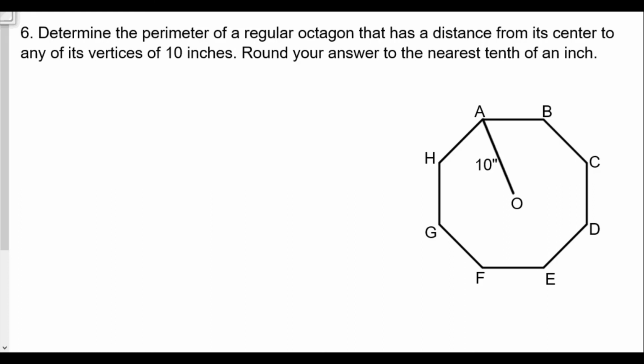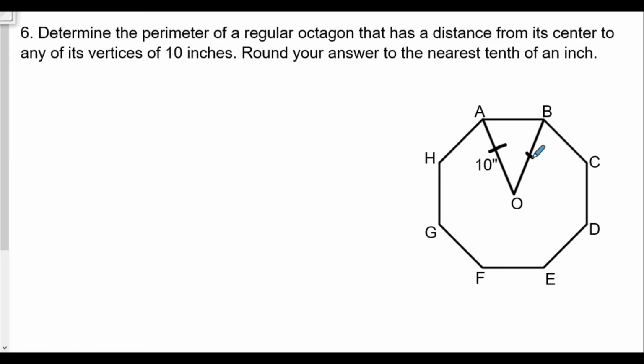Determine the perimeter of the regular octagon that has a distance from its center to any of its vertices of 10 inches. Round your answer to the nearest tenth of an inch. Well, here's what we're going to do. We know, or should know in this case, that I'm going to extend this segment to O to B, and because it's a regular octagon, all the sides are the same, and therefore we're going to find out that these 2 sides are the same exact measure, an isosceles triangle.